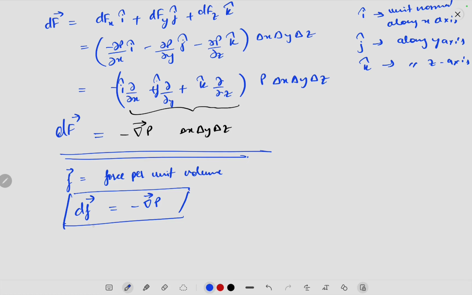So this expression means that if there is a pressure gradient in your fluid element, then that pressure gradient would generate a force per unit volume on the fluid element. This F is actually the differential of force per unit volume, so actually dF by delta volume. So we can write the differential force per unit volume due to the pressure variation as minus grad P.